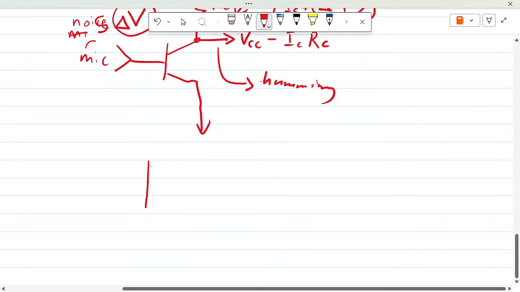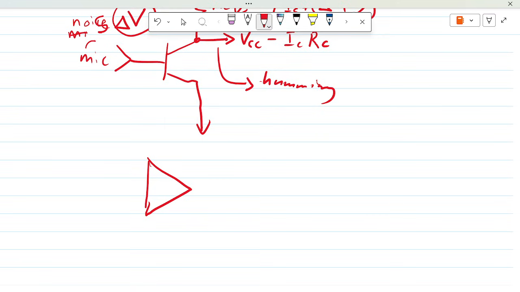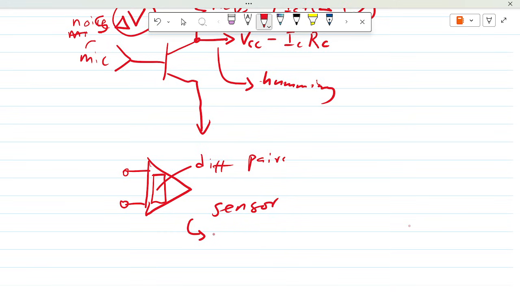I've also spoken about op-amps taking two inputs. So at the input stage of the op-amp, there should be a differential pair. Sensors also take signals, and the signals could be very small, 2 millivolts or even less, which are easily corrupted by noise.